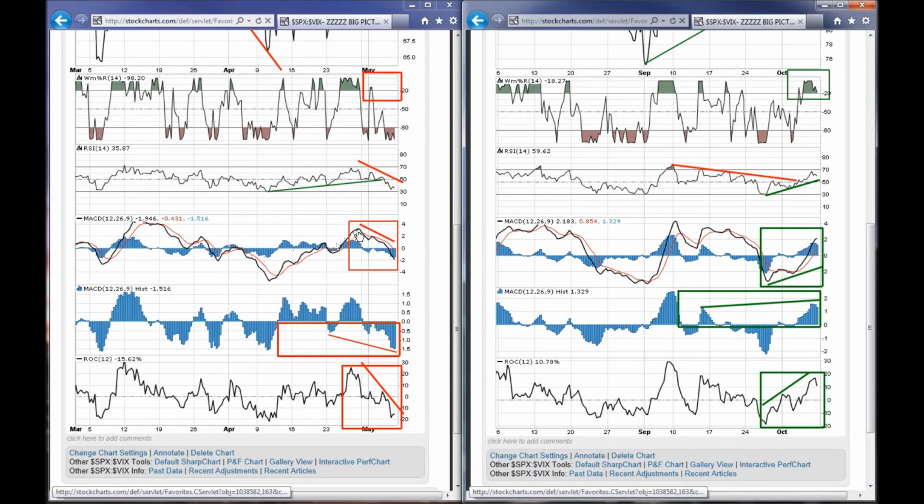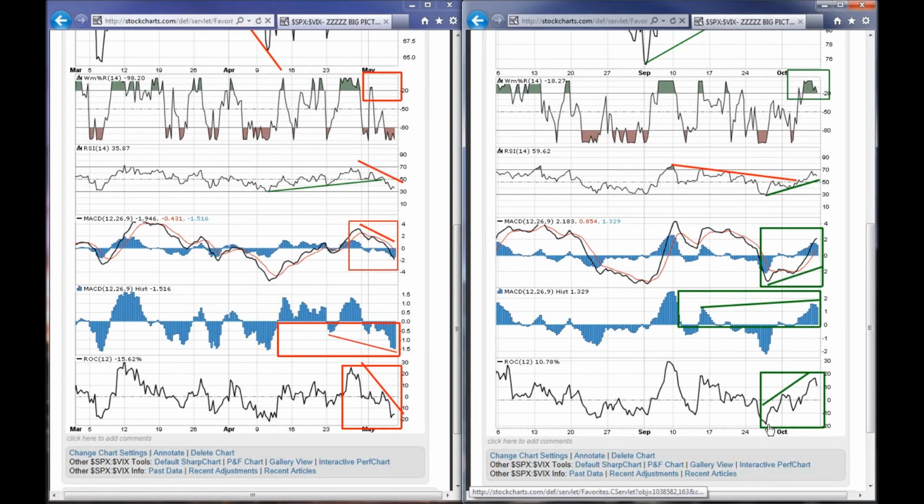MACD, from a high to a low as the stock market rolled over. Present day, a low to a high. Histogram, lower highs. Here, the trend is up, and you've just made a higher high in the MACD histogram for the ratio of the S&P 500 relative to the VIX. Rate of change, bearish, rolling over, high to a low, stock market rolled over.